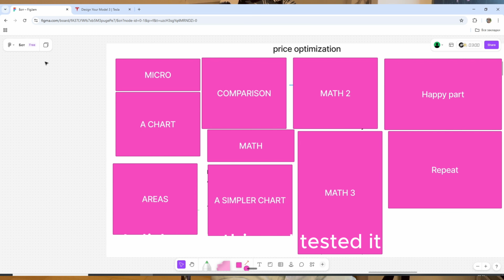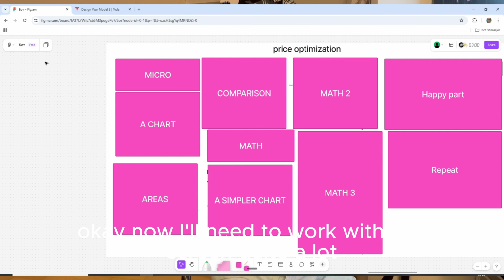I did such things. I tested it. I did the modeling and it worked. It helped me to define the optimal price. And today I want to teach you this.